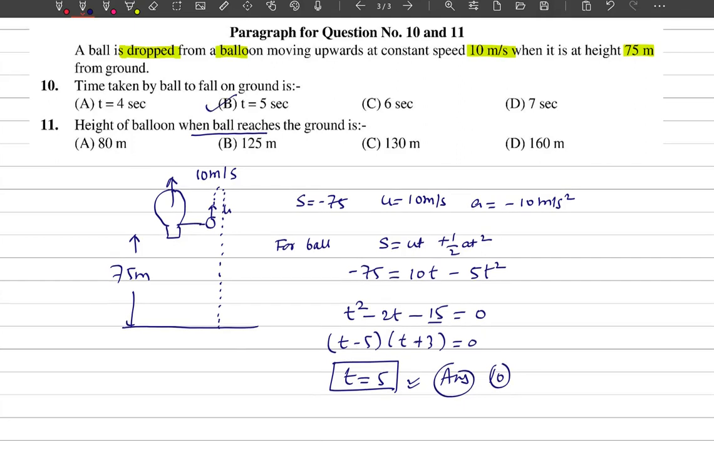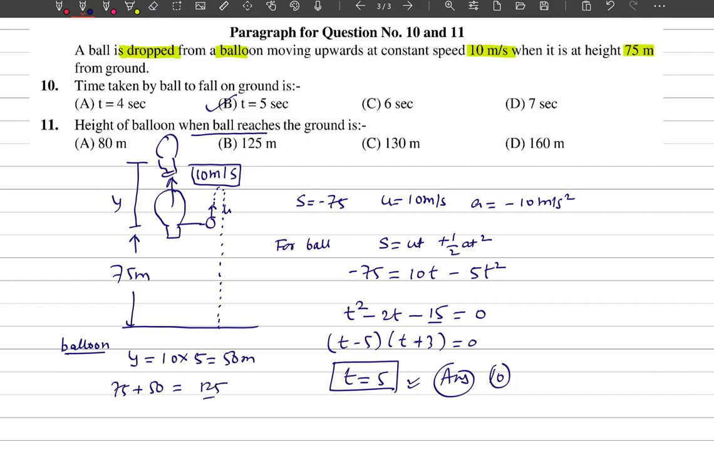Okay. Next, how much height is of the balloon when it reaches the ground? Because balloon is going up with 10 meter per second, so how much height it will raise in that 5 second? Let's say this is y. तो बलून के लिए क्या हो जाएगा? y equals to speed into time, that is 50 meter. So total height from the ground will be 75 plus 50, okay, 125 meter. That is the answer to this question.